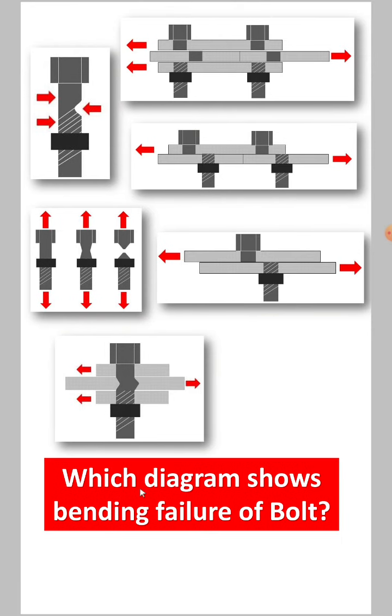Okay, we are now at question number 2, and the question is asking which diagram shows bending failure of bolt. Which diagram is showing bending failure? This one is tensile failure, this one should be the bending failure. Clearly you can see the cover plates are there, and the main plate has caused bending of the bolt. You can see here bending of the bolt has taken place. Now let's try to click this one. If this is correct, we will proceed to the next question. Okay, 3, 2, 1, click.